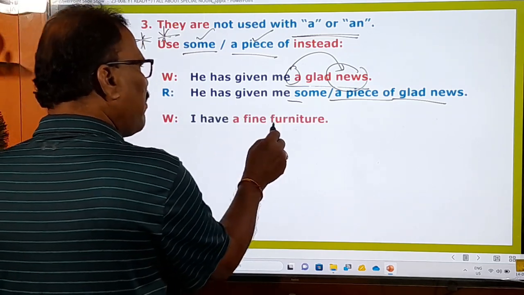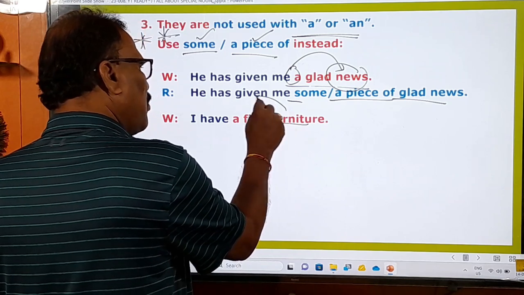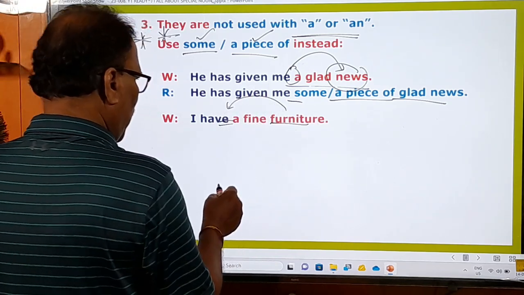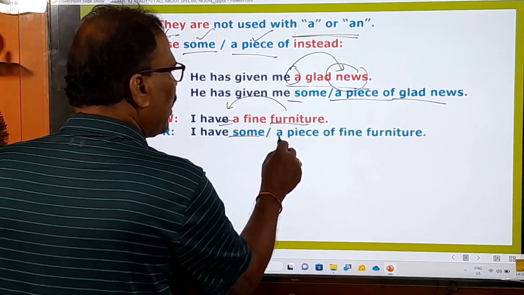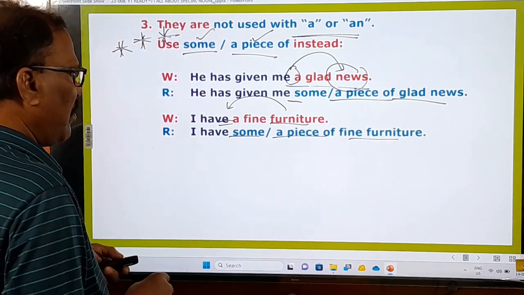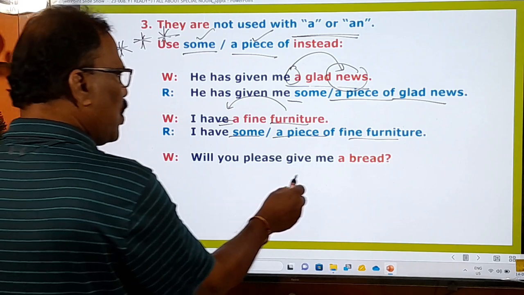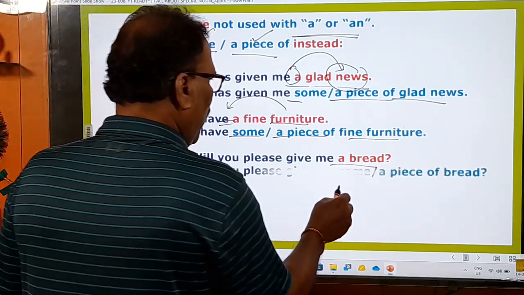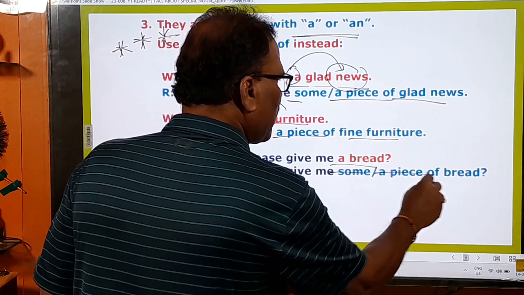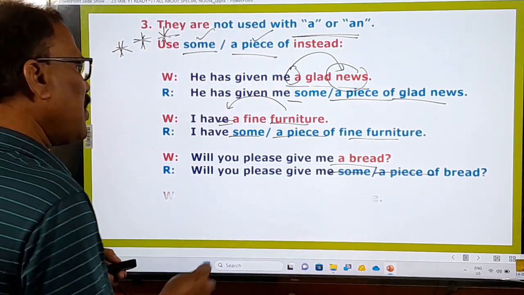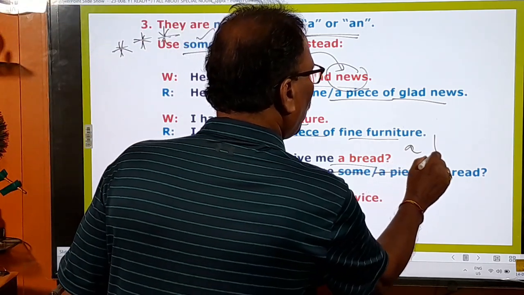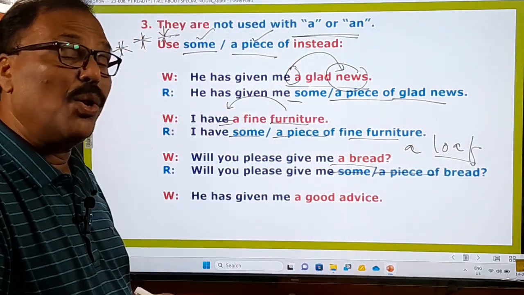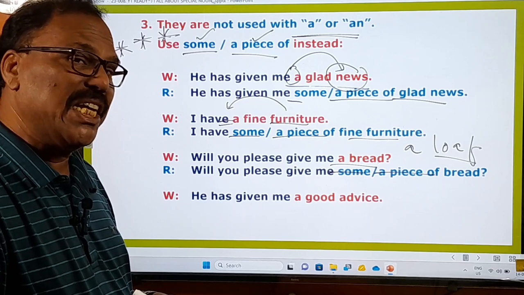I have a fine furniture. Furniture is an uncountable noun. You should not use a or an before that. A fine furniture. So you have to say some or a piece of fine furniture. Okay. And then comes, will you please give me a bread? Don't say a bread. So you have to say, what is that? Some bread or a piece of bread. Okay. If possible, you can say a loaf. Of course, loaf is singular. Loaf, loaves. Leaf, leaves.